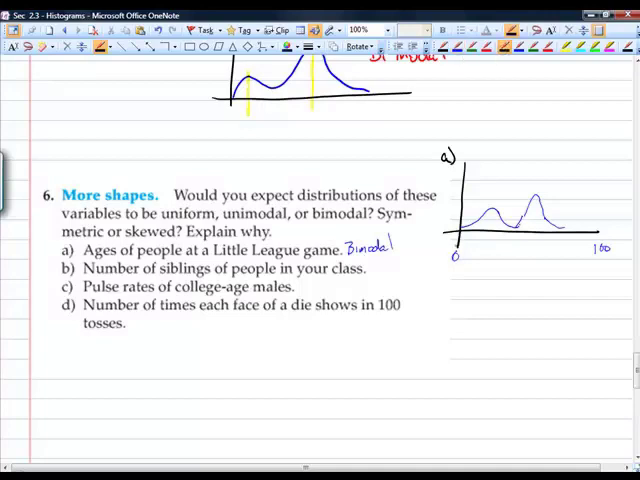Part B says the number of siblings of people in your class. Well, in order to figure out the shape, draw a picture. Our frequency goes on the left. Here's no siblings. You're an only child. You have one sibling if you have either a brother or a sister and nothing else. You have two siblings if there's 3 kids in the family. How many of you in here have no siblings? You are an only child. Show of hands. How many of you have only one sibling? There's 2 kids in the family.